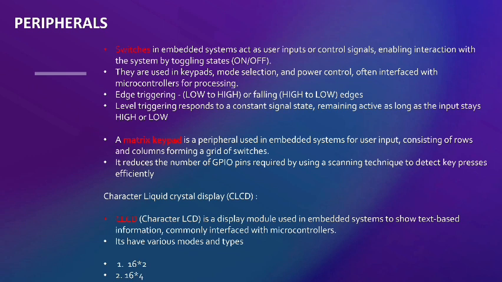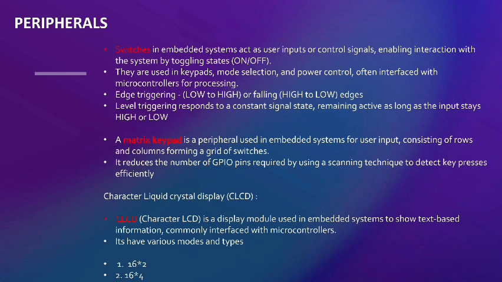Level triggering responds to a constant signal state, remaining active while the signal stays high or low. A matrix keypad is a peripheral used in embedded systems for user input, consisting of rows and columns forming a grid of switches. It reduces the number of GPIO pins required by using a scanning technique to detect key presses.